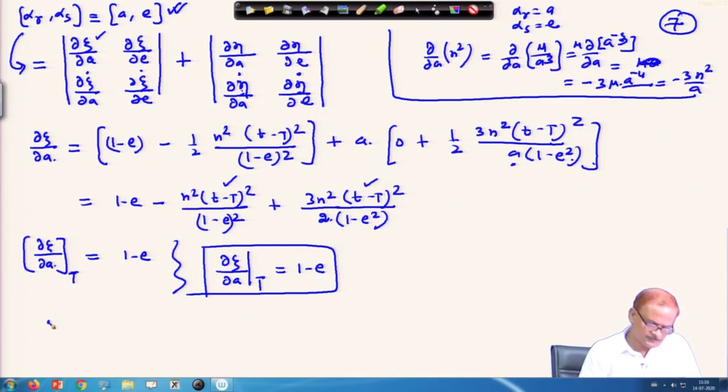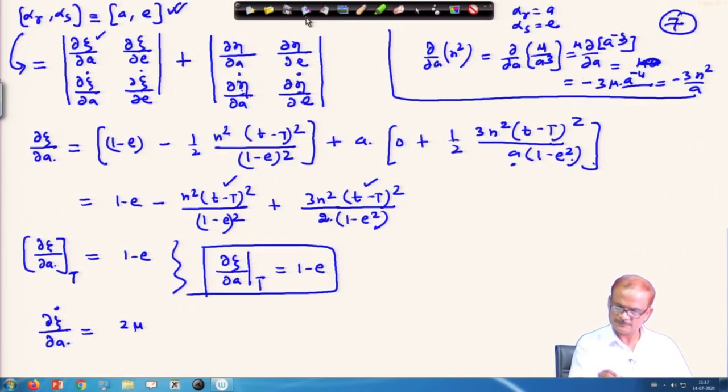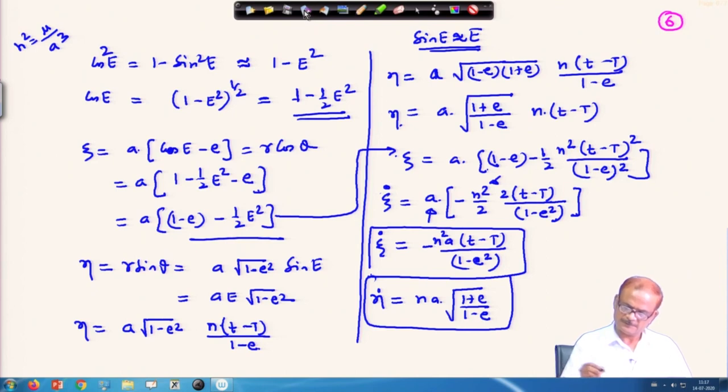Similarly, we have dou xi dot by dou a, this equal to 2 mu, as we have written here. Xi dot is here, so once we differentiate this quantity, xi dot has a and n square also present. So differentiating this, let me copy it here in this place, n square minus n square a.